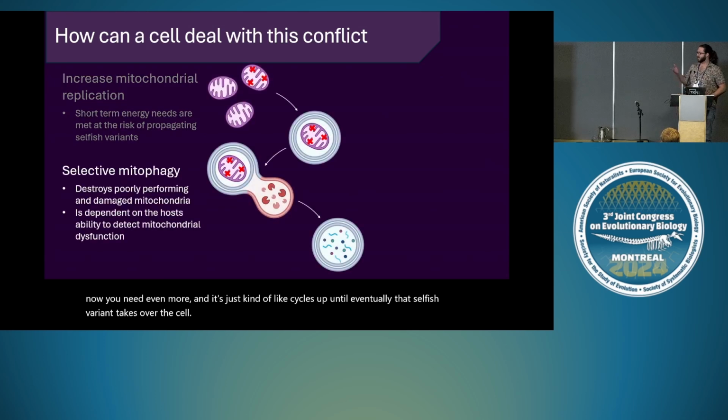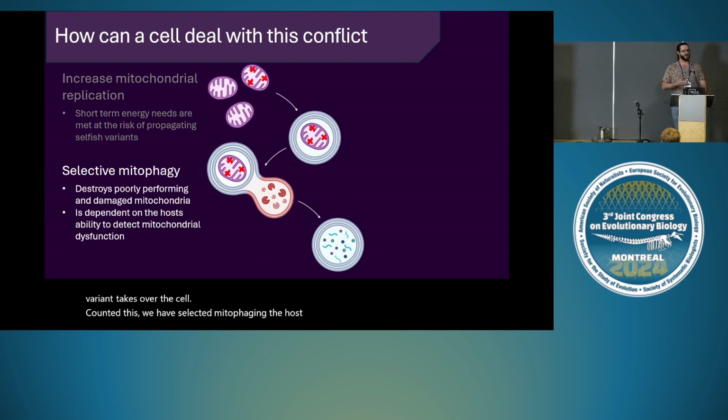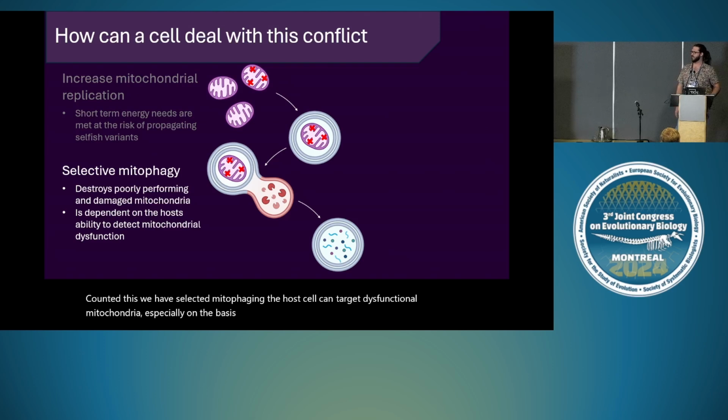To counter this, we have selective mitophagy. The host cell can target dysfunctional mitochondria, especially on the basis of breakdowns of membrane potential, and destroy those ones so that they can basically remove them from the system. And this is very tied up in the process of biogenesis, and so it kickstarts the production of more mitochondria. However, this is very, very dependent on the cell's ability to detect these deleterious mitochondria.